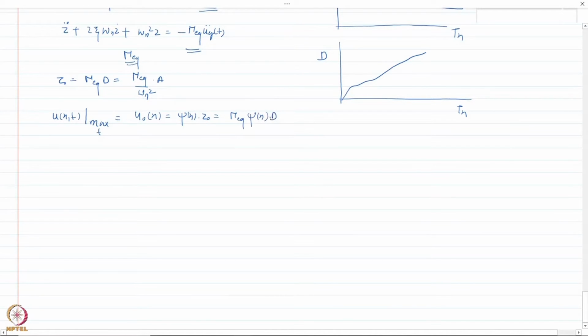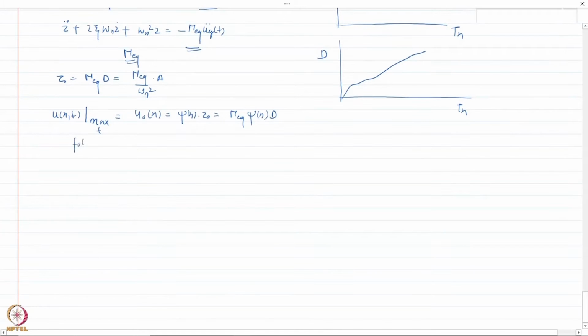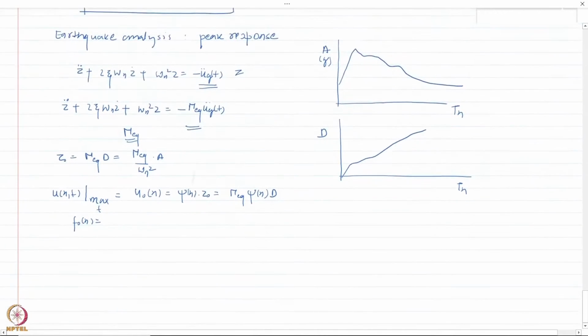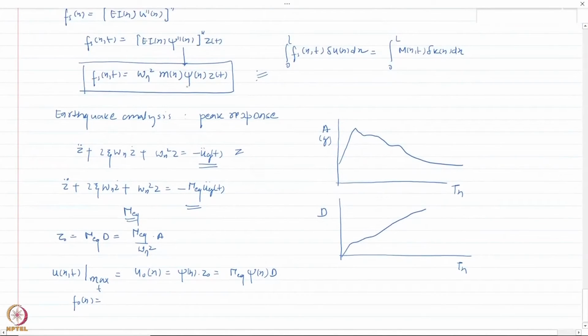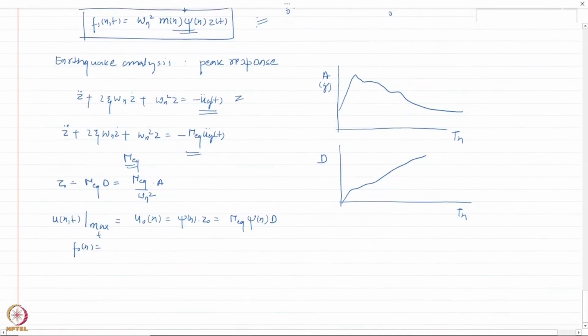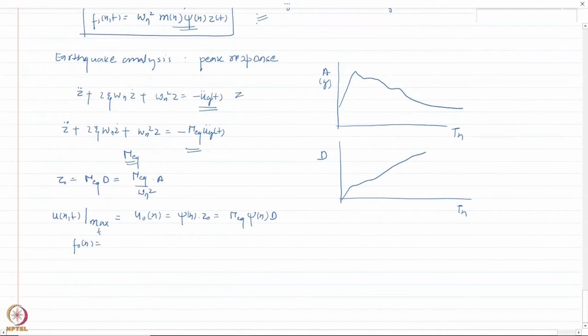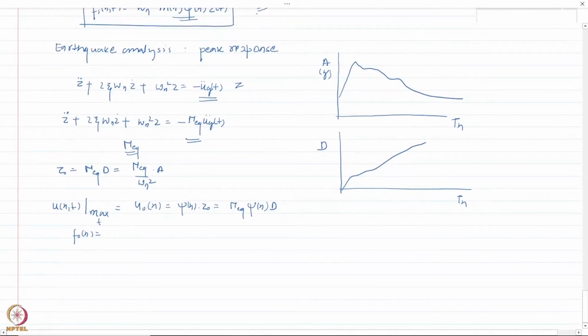Okay, so peak equivalent static force can be written as, remember, this is my unit. So peak equivalent static force, if you look at the expression here, all I need to do is substitute z t equal to z naught, and that would give me the peak value of the equivalent static force.